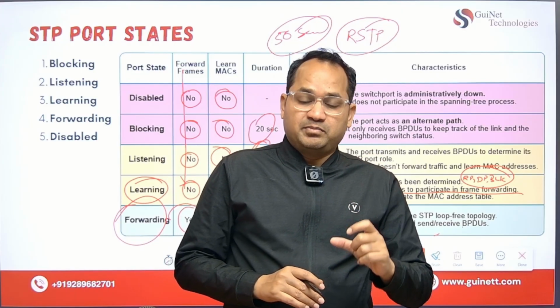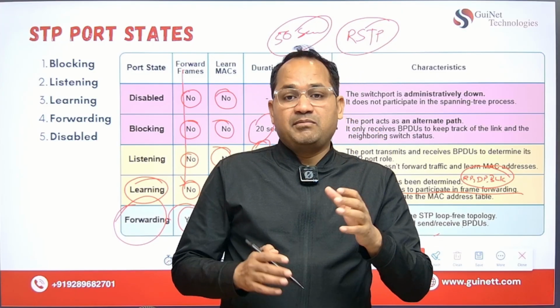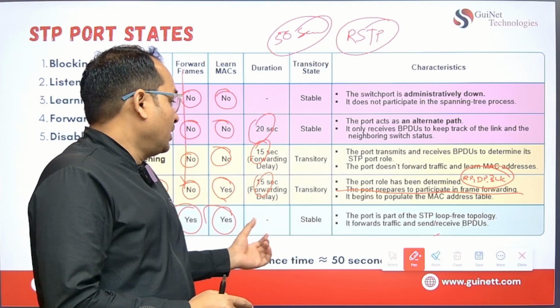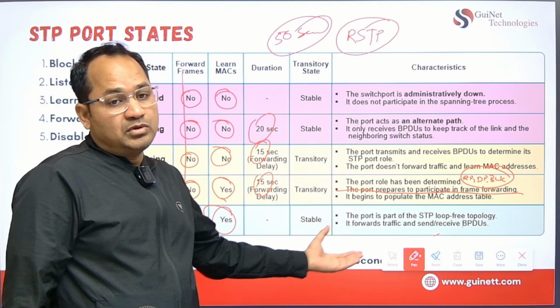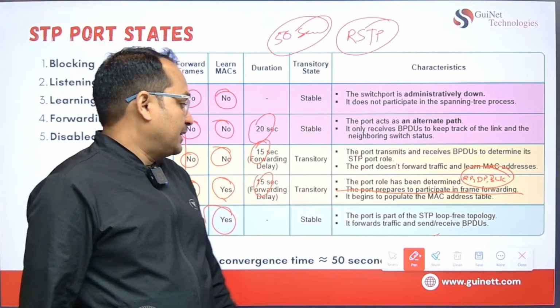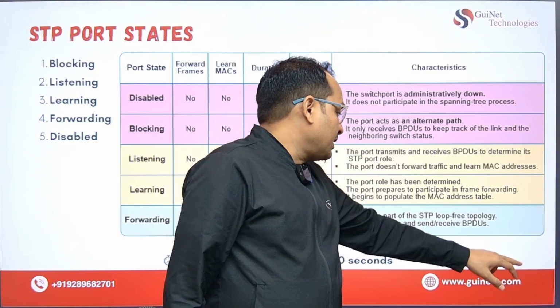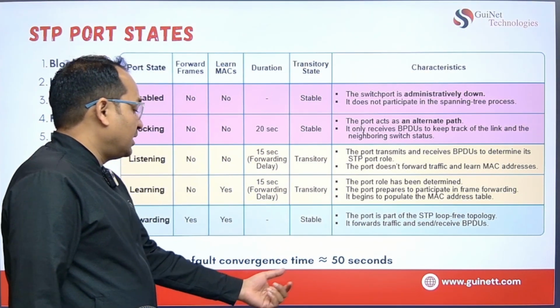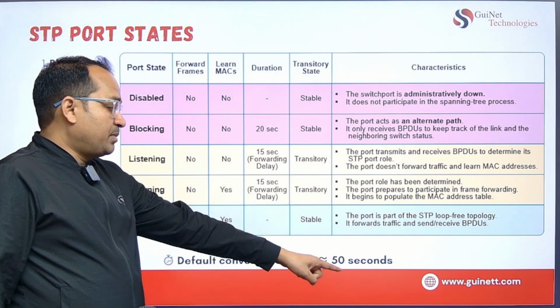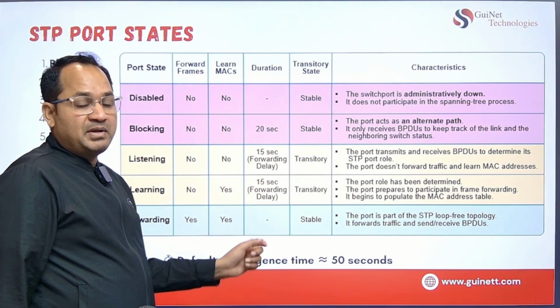And this is going to take 50 seconds to process any frame traffic from the disabled port to the forwarding state. That's going to take 50 seconds. So I hope you understand this whole concept. And the default convergence time, you can see here, is 50 seconds. We got 20, 50, 15, 15.